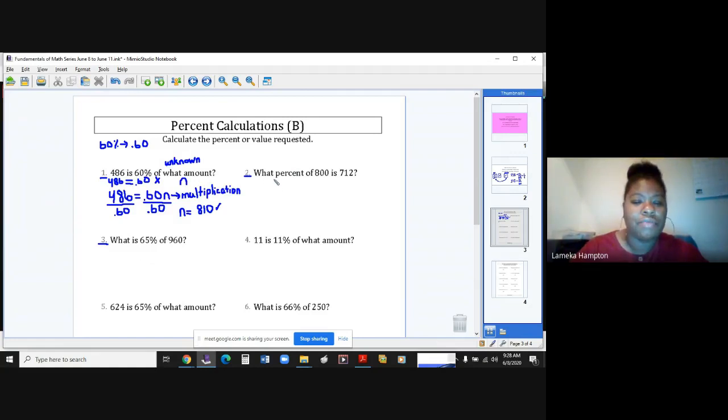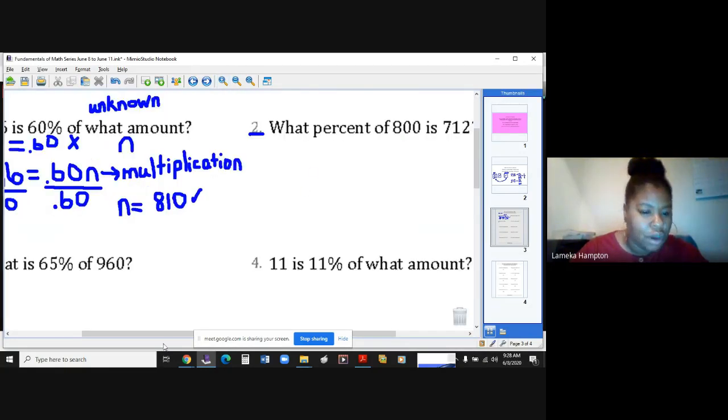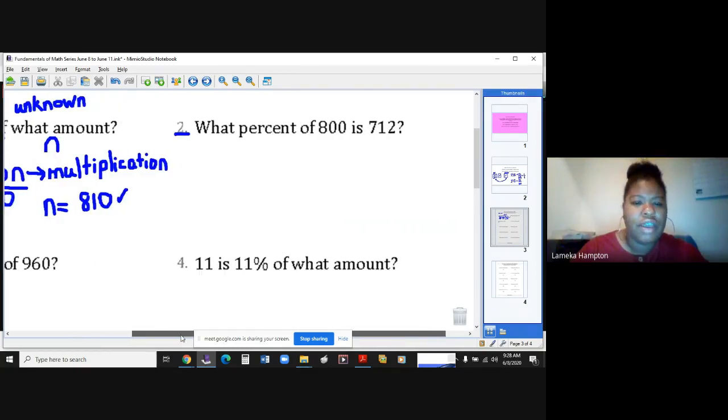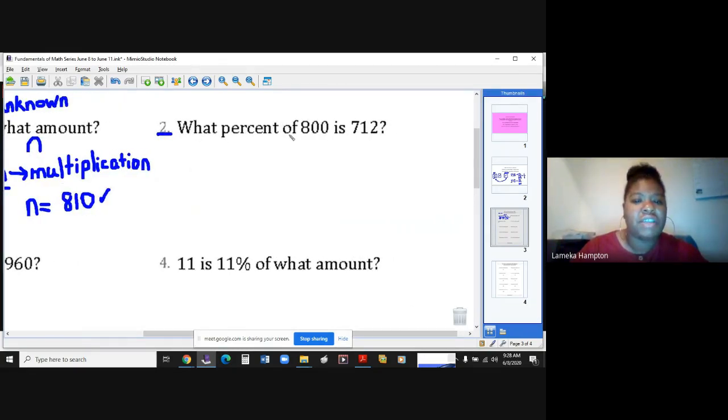All right, and I'm going to make this bigger now so that way you all can see it again. All right, so number 2 says, what percent of 800 is 712? Now, the first thing, again, you want to do is you want to make sure that you can successfully translate what all of these words mean as it relates to math. So again, we have is. Is equal. I have the word of. Of, I know, means to multiply.